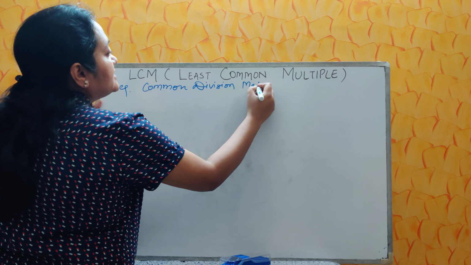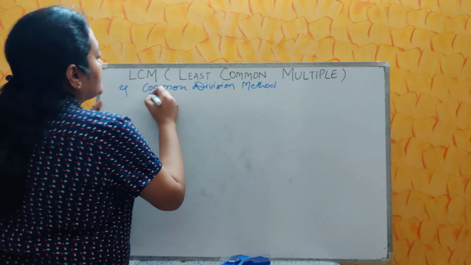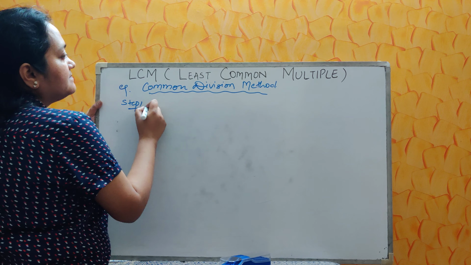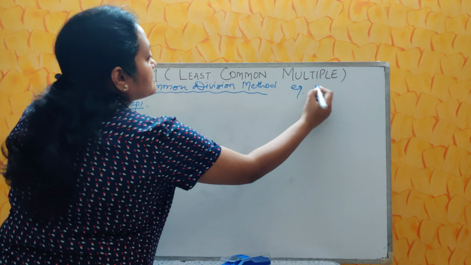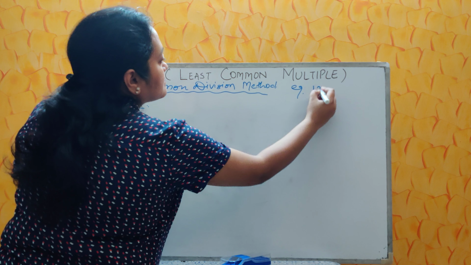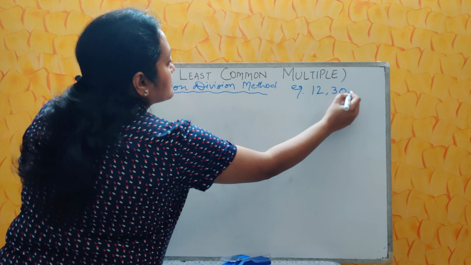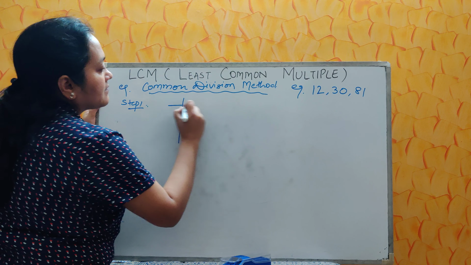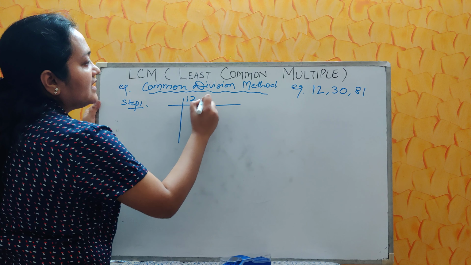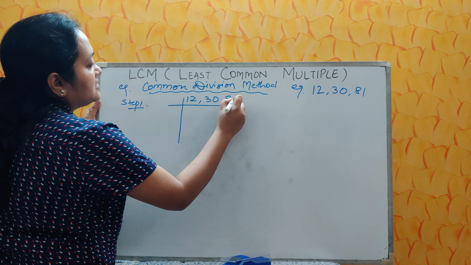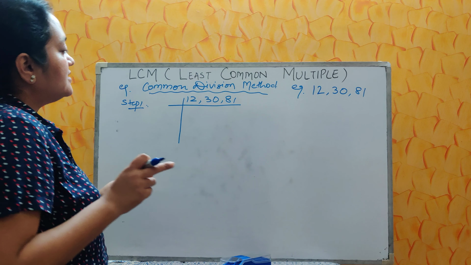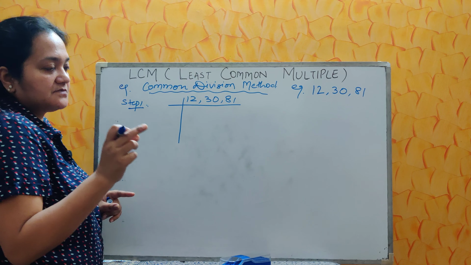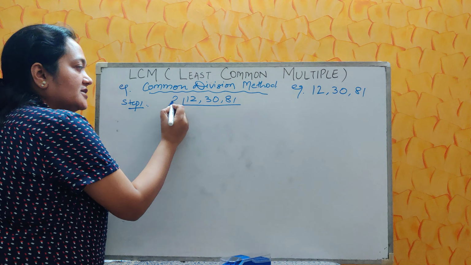In the common division method, I am going to take all the numbers together. So step 1: I am going to write like this: 12, 30, 81. Now I am going for the least prime number by which any of these numbers is divisible. Suppose I take 2. 2 is the smallest prime number.